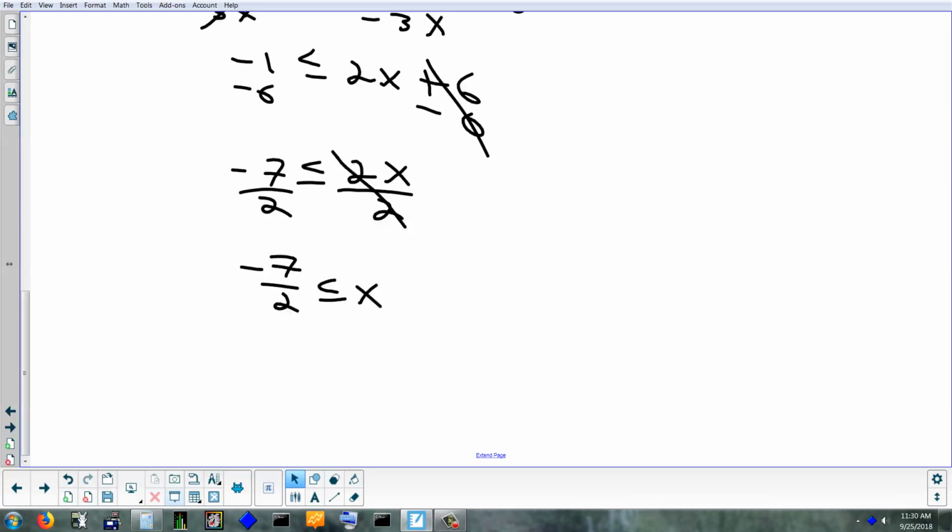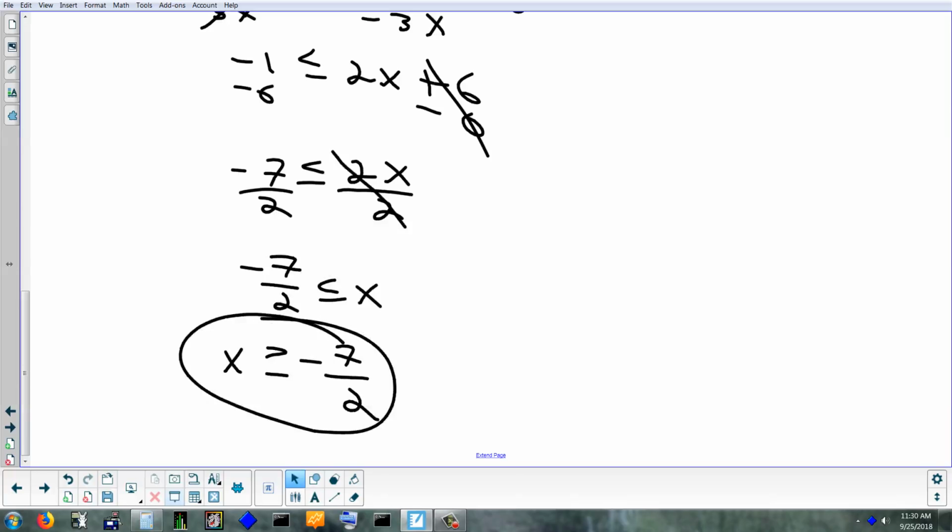Now, how would we write it so the x is on the left? Because that's how we normally like to write an answer. Yeah, right? X is greater than or equal to negative 7 over 2. Perfect. I prefer it that way because if you do it that way, the arrow tells you which way to shade. If you don't put the variable on the left, the arrow tells you the opposite way to shade. So that's probably the better way to do it.